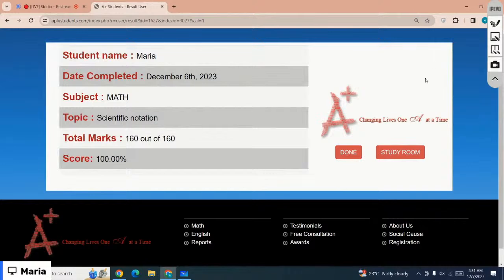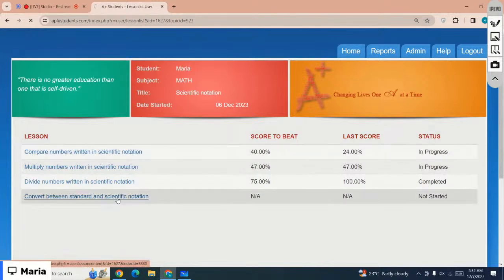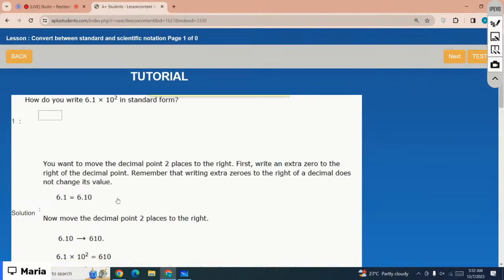And the next lesson is convert between standard and scientific notation, right? We know how to convert from standard to scientific. Now we're going to learn how we convert from scientific to standard, right? Okay, just look at the first example. How do you write 6.1 times 10 exponent 2? Just look at the exponent. The exponent is 2. That means you need to move the decimal point 2 places, right? But you have only one place, that is 1. So you need to add an extra 0.